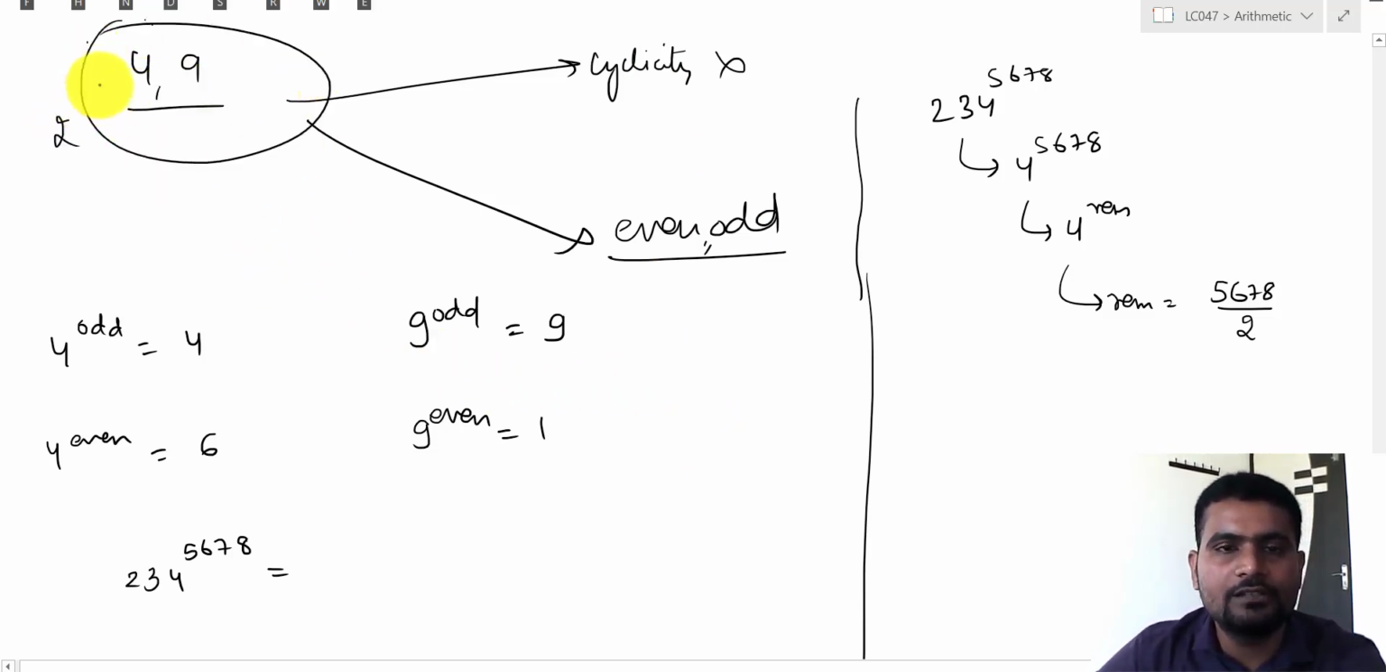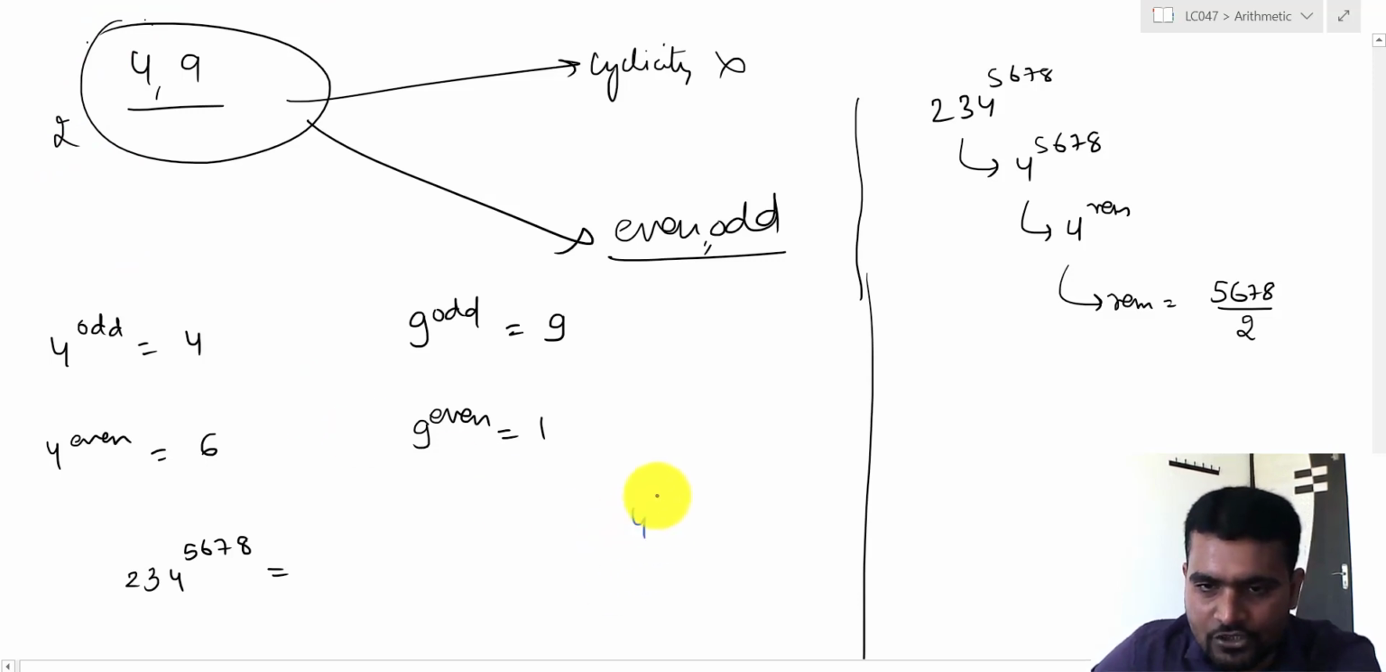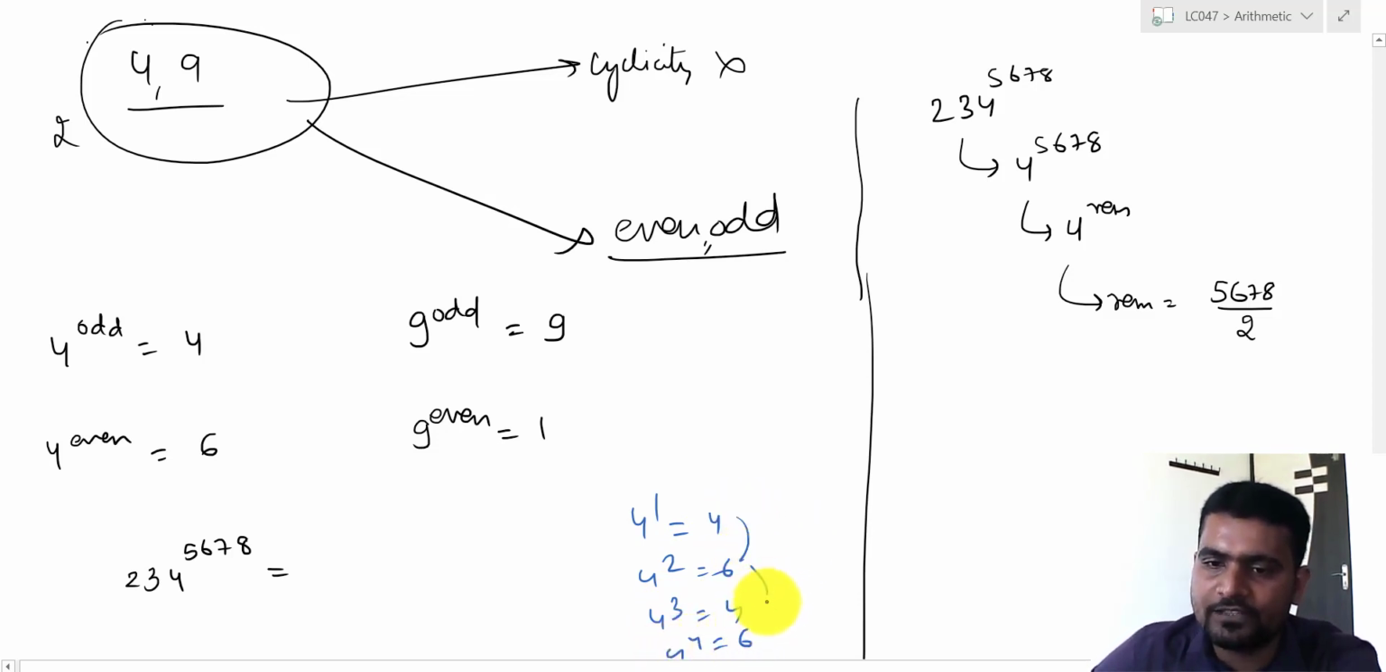If you want to check, you can do it like this: 4 raised to power 1 is 4. 4 raised to power 2 is 6. 4 raised to power 3 is 4. 4 raised to power 4 is again 6. So it will be 4, 6, 4, 6, going like that. So the cyclicity is 2 only.